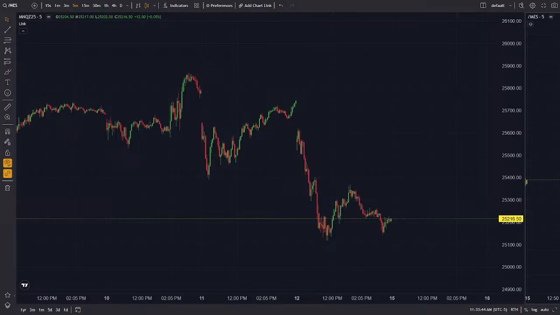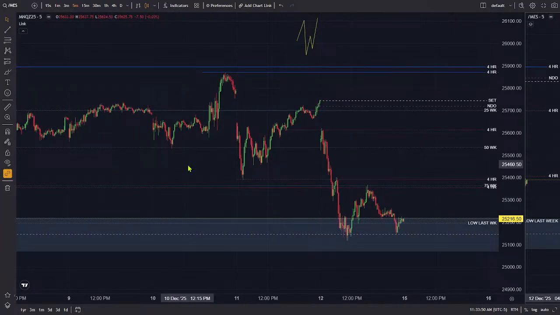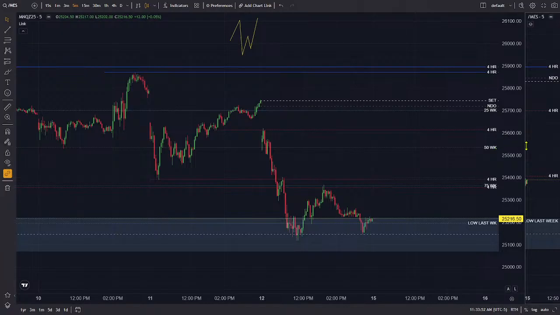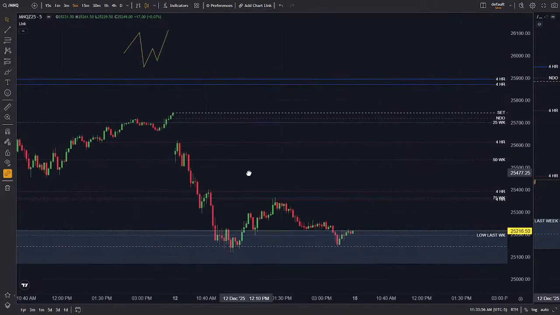I want to talk first about Friday's price action. And we're going to put our lines on the chart. We'll go over NQ first. There's rules about gap fills.